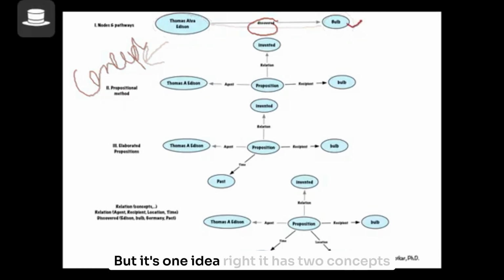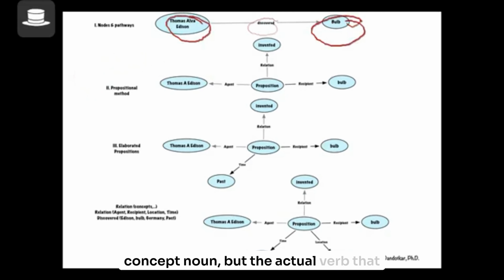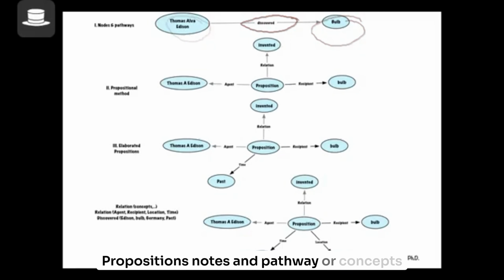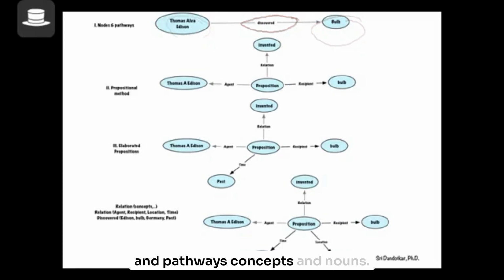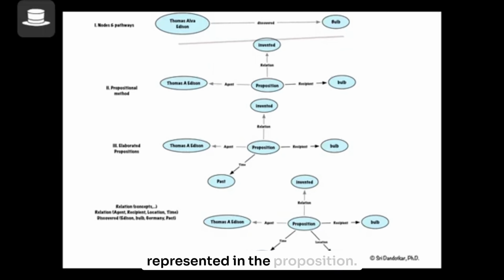It's one idea, right? It has two concepts. Edison itself is a concept noun. Bulb is a concept noun. But the actual verb that connects these two would be the pathway. So this is the simplest way of representing propositions, nodes and pathways, or concepts and pathways. Concepts are nouns and pathways are the actual content, the verb represented in the proposition. So that's the nodes and pathways method.